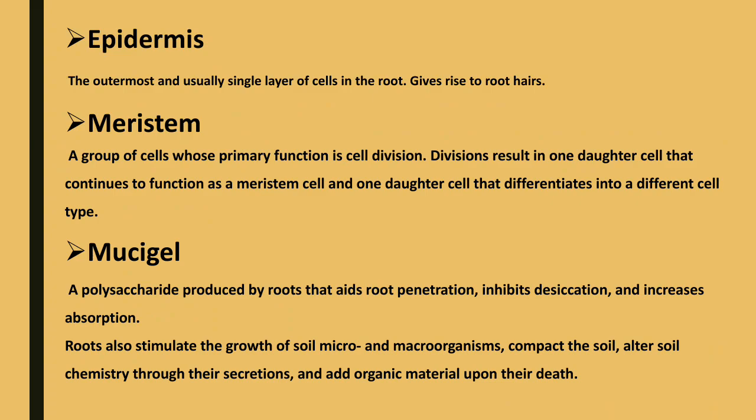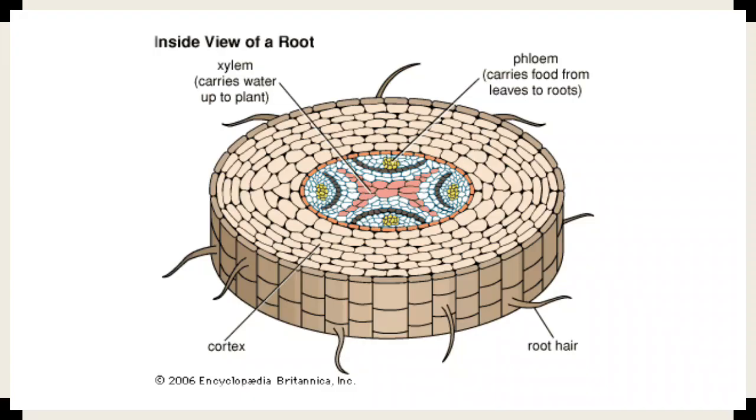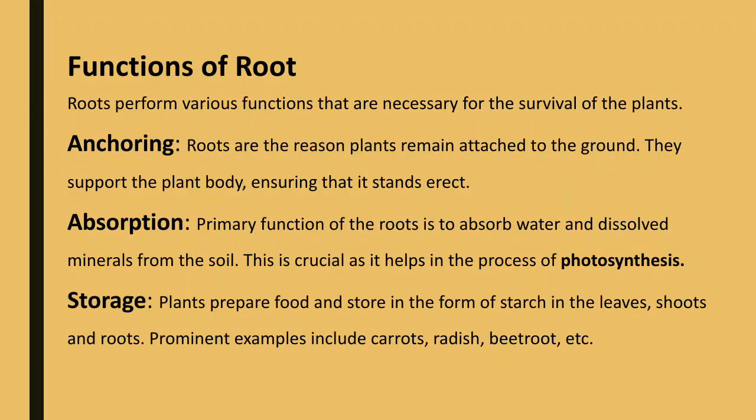different cell types. Mucigel, a polysaccharide produced by root that aids root penetration, inhibits desiccation, and increases absorption. Roots also stimulate the growth of soil micro and macroorganisms, compact the soil, alter soil chemistry through their secretions, and add organic material upon their death. You can observe here the inside view of root: xylem, phloem, root hair, cortex.